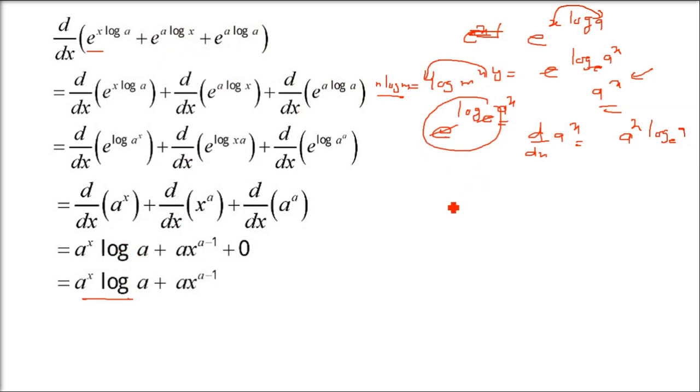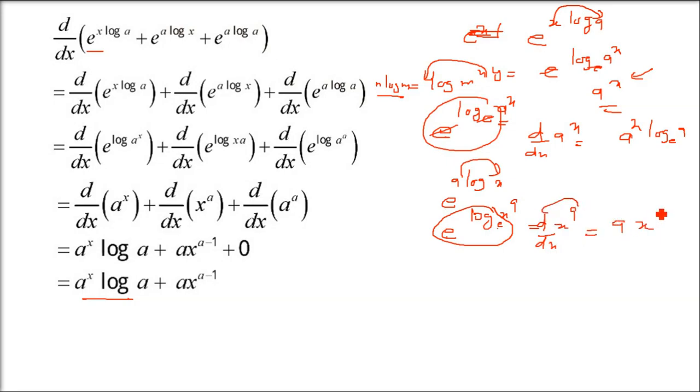Coming to the second one. Now e to the power a log x. So again, when we have a here, x here, now again a goes to the power of x. So now e log x to the power a. Now base is e, so e gets cancelled, this whole thing is cancelled. So you have x to the power a. What is the differentiation of x to the power a? This is a, x to the power a minus 1. This is the second one.